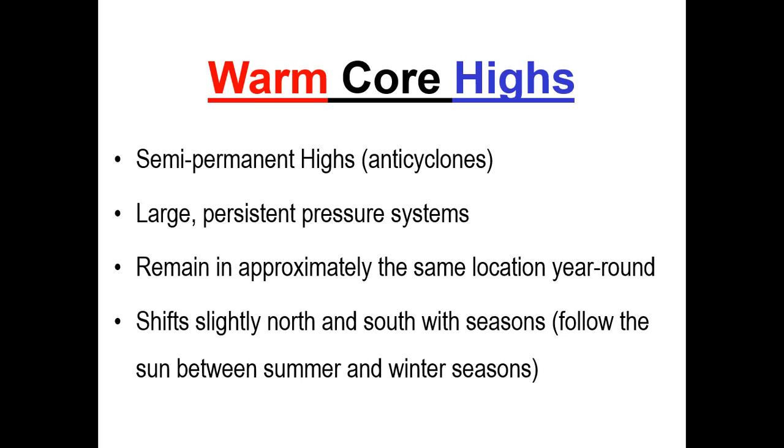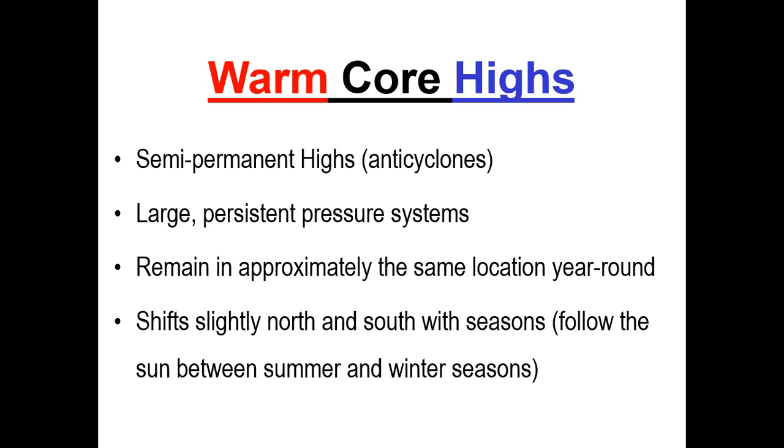These are large, persistent pressure systems. These are types of systems that don't just come and go. They pretty much remain in place throughout the year, but they are stronger. Subtropical highs are stronger in the summer hemisphere, and they expand poleward in the summer hemisphere as well.